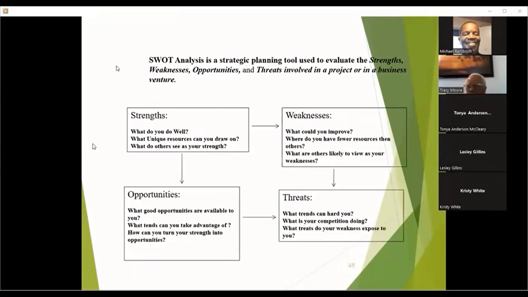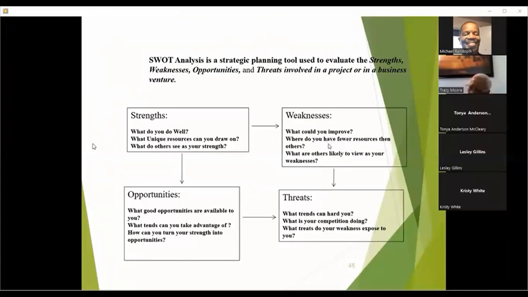Now, how do you determine how strong your organization is and whether or not you can effectively be around for a long time? Here's what your Fortune 500 corporations do. They do what's known as a SWOT analysis, which is a strategic planning tool to evaluate your strengths, your weaknesses, your opportunities, and your threats. Your strengths: what's good about the organization? What do we do well?